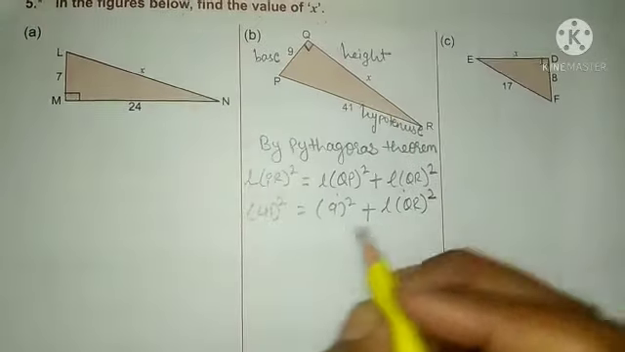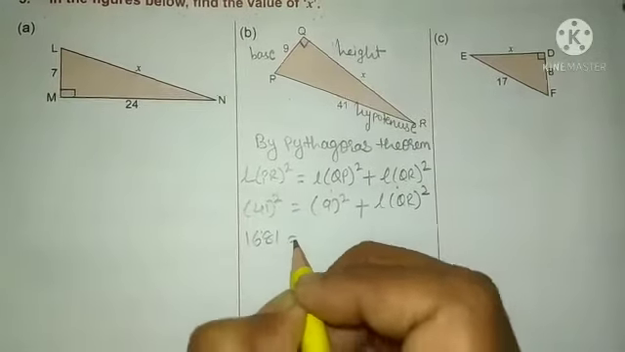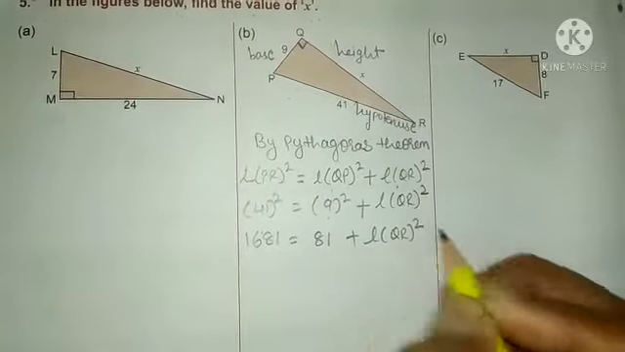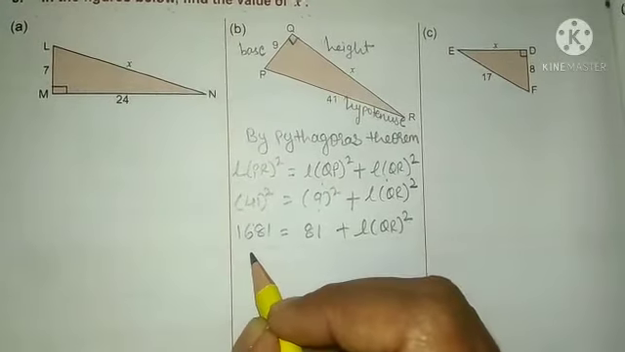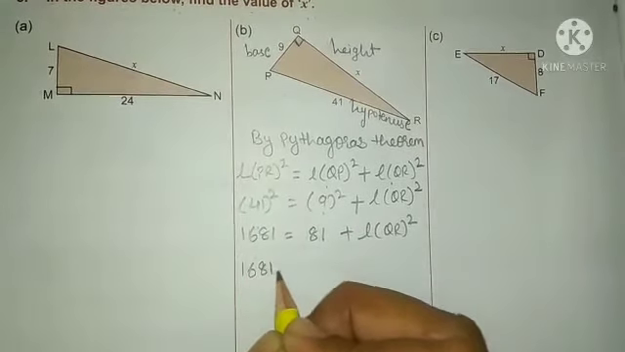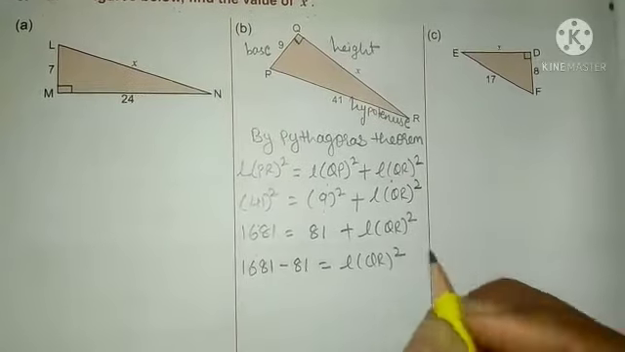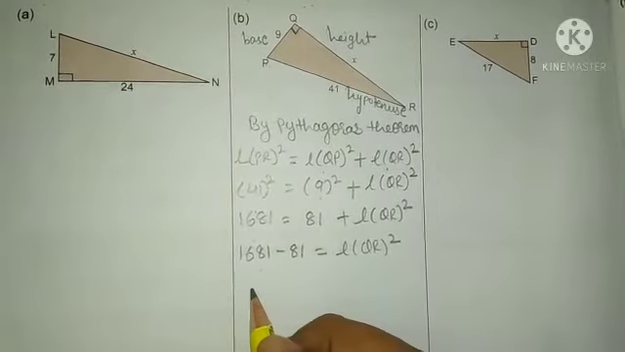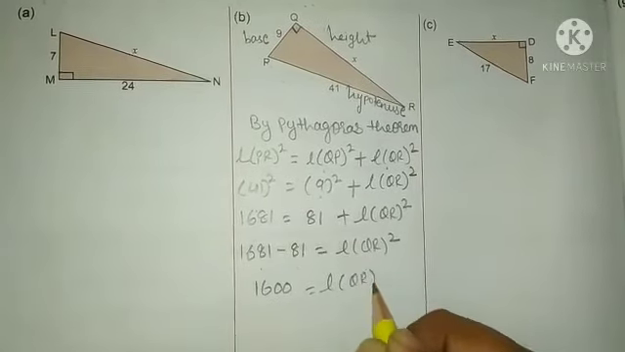Clear? Now we have to find the squares. What is the square of 41? That is 1681. Square of 9 is 81. Plus length QR square as it is. Now what do you have to do? You have to take this 81 to the other side, so addition becomes subtraction. So 1681 minus 81 is equal to length QR square. If you subtract 81 from 1681, you will get 1600 equals length QR square.